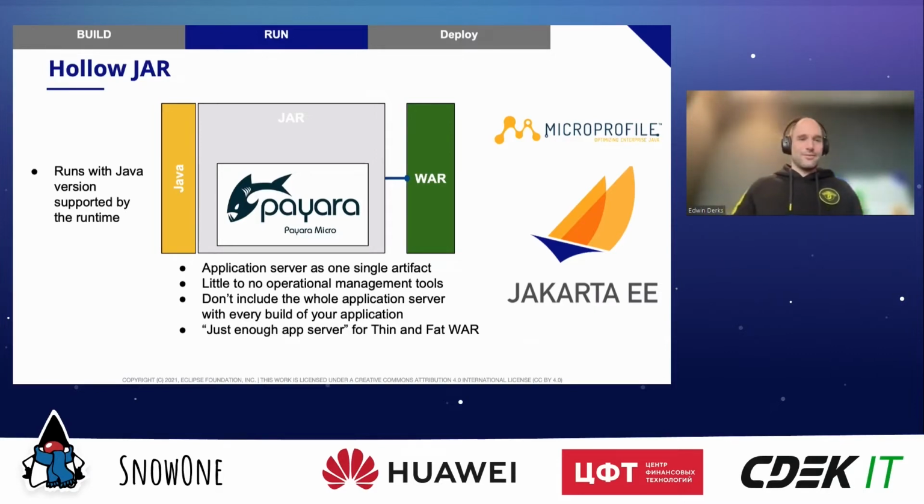So what you have now is an application server as a single artifact that you don't have to extract into lots of files on your file system. It's just one application that you can run with Java. And like I said, it contains built-in operational management tools. But it's still an app server compatible with Jakarta EE and MicroProfile to run thin and fat wars, just like a full-fledged application server can do that. It's just a different environment.